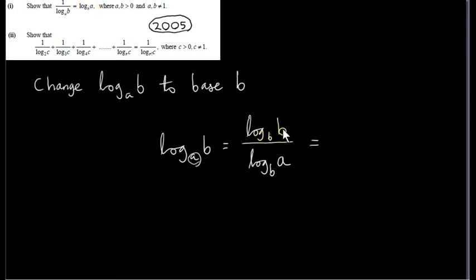Now, what is log to the base b of b? Well, that's just 1, because b to the power of 1 is itself.